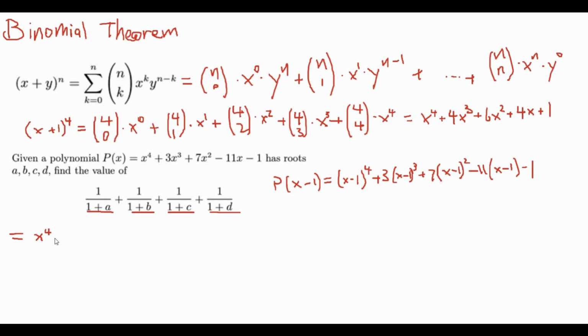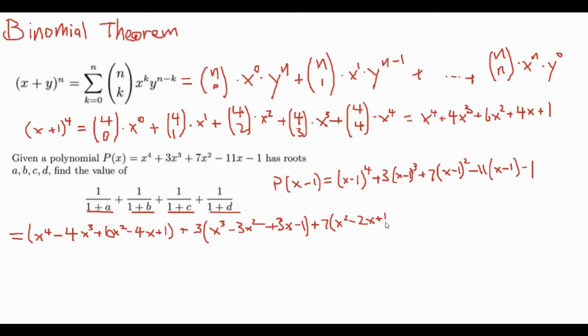And I'll just skip straight to the expanded form, which is x to the power of 4 minus 4x to the power of 3 plus 6x squared minus 4x plus 1 for (x minus 1) to the power of 4. Now we do the same thing for the other few terms. This turns into x cubed minus 3x squared plus 3x minus 1. And now this turns into x squared minus 2x plus 1.